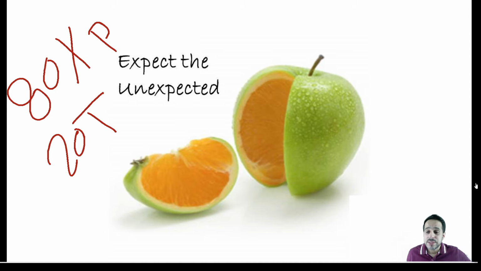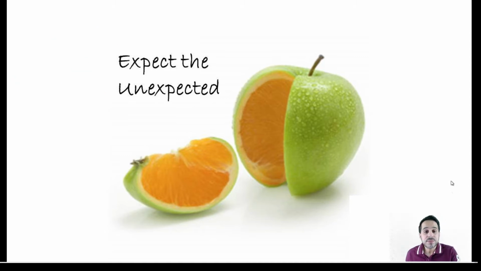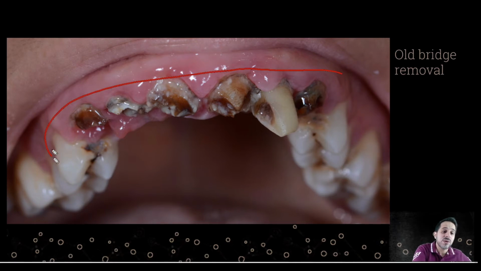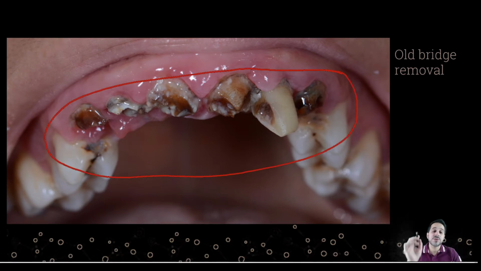In this case, what happened is that we removed the bridge, and here is the situation exactly immediately after removing the bridge. All her 6 anterior teeth, almost nothing remaining at all. There is no tooth structure. The issue is that this patient is not complaining. There is no pain, no swelling, nothing at all. So what do you think? What can you do here?